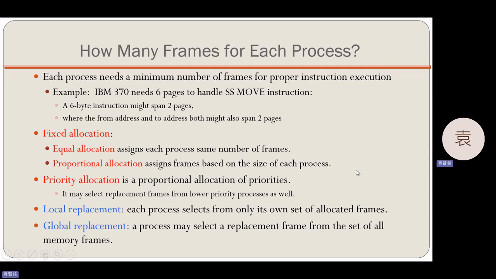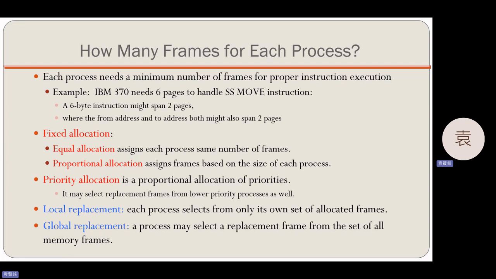Okay, we're talking about how to avoid page faults by using a good page replacement algorithm. Here we will discuss how many frames are required for each process, and this problem actually depends on the hardware machines. Because different machine instructions may have different requirements.